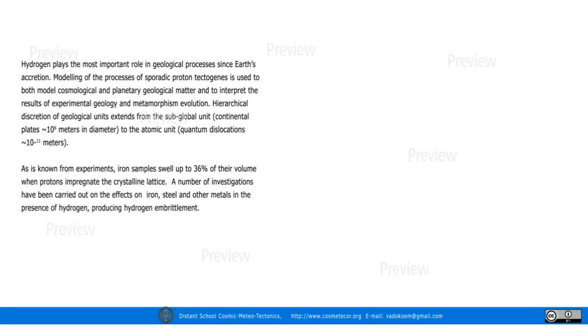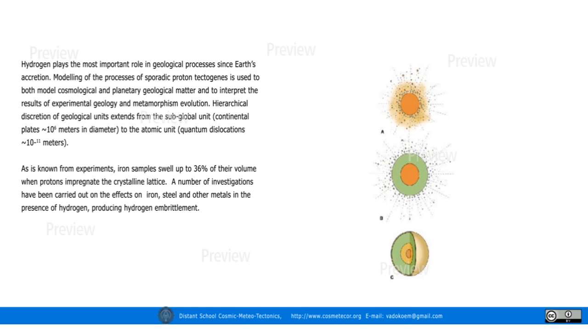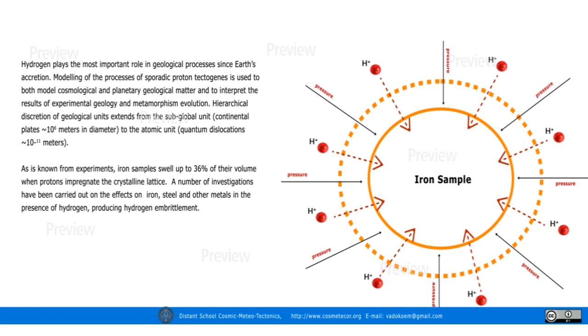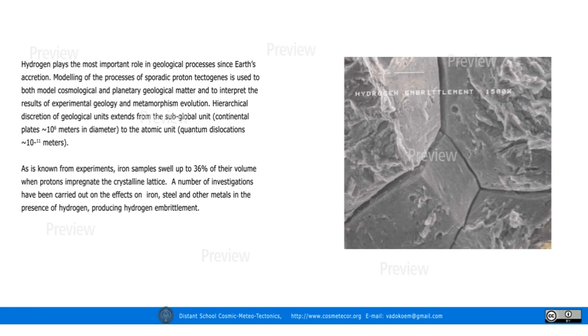Hydrogen plays the most important role in geological processes since Earth's accretion. Modeling of the processes of sporadic proton technogenes is used both to model cosmological and planetary geological matter, and to interpret the results of experimental geology and metamorphism evolution. Hierarchical discretion of geological units extends from the subglobal unit, continental plates about 10^6 meters in diameter, to the atomic unit, quantum dislocations about 10^-11 meters.